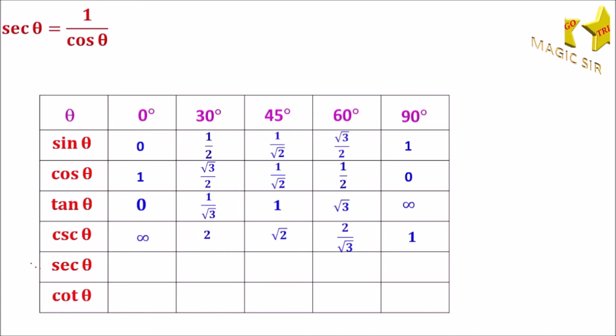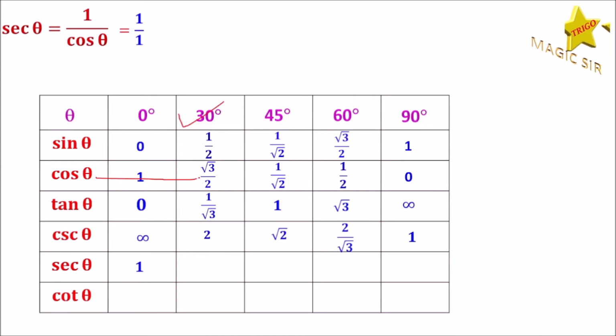We know that sec theta is the reciprocal of cos theta. So we write sec theta is equal to 1 upon cos theta. For theta is equal to 0 degree, we have cos theta equal to 1. So sec theta equal to 1 upon 1 is equal to 1. Therefore, sec 0 degree is equal to 1.